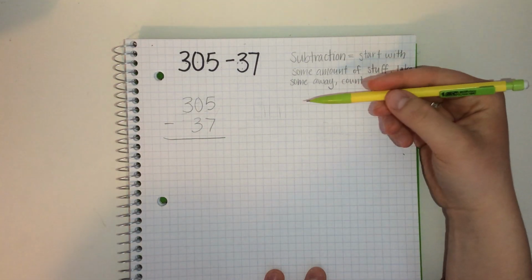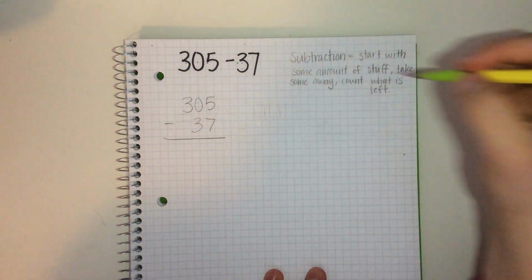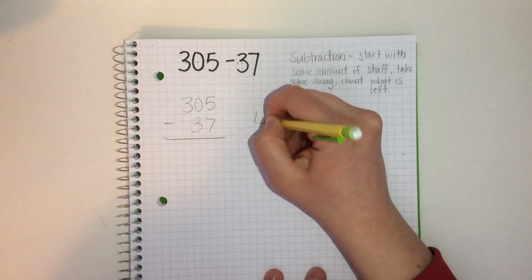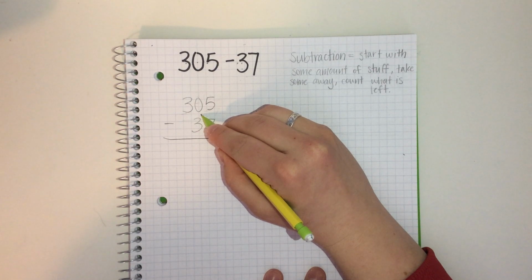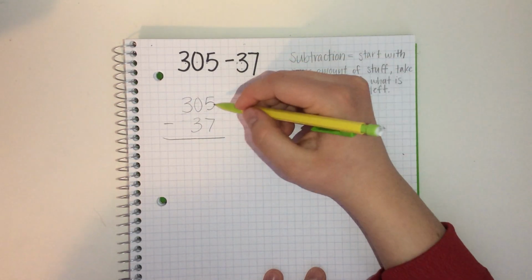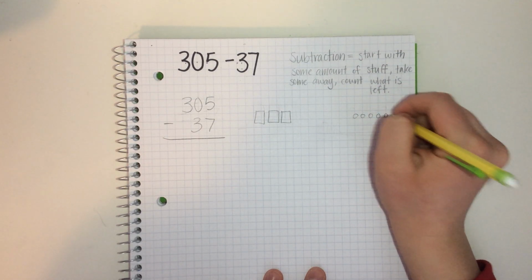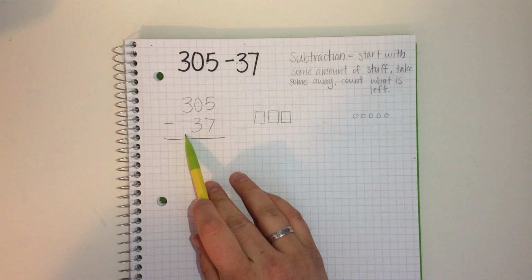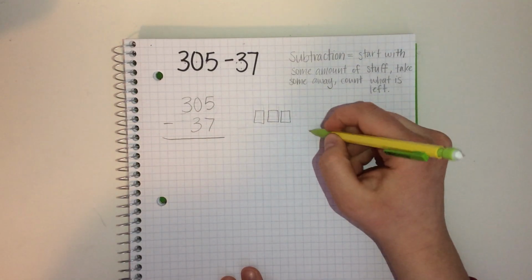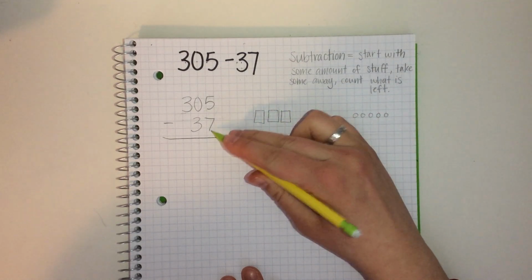So we're going to rewrite this in block form. So first we'll start with 305. So we have 3 flats, 0 rods, so we'll just leave it blank, and 5 singles. And then we have 37, so 0 flats, 3 rods, and 7 singles.